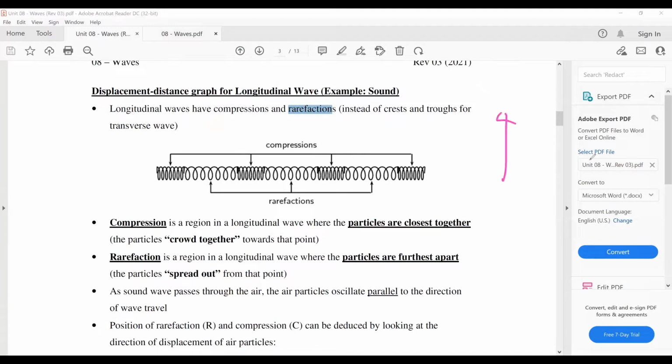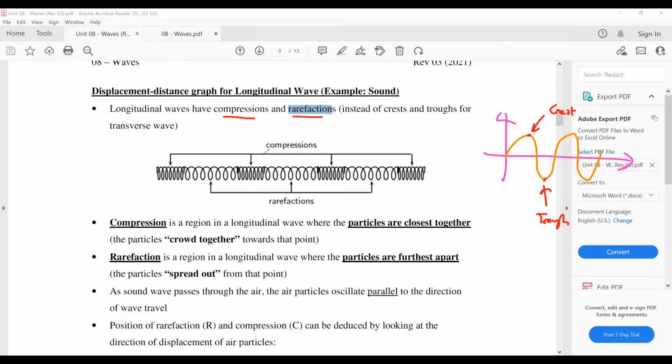If you're wondering what a crest and trough are, if I have a wave like this, this is what we call a crest. This is what we call a trough, okay? This is normally what we use for a transverse wave. But for longitudinal waves, especially sound waves, we have something called compressions and rarefactions, all right? In your exam questions nowadays, you will often be asked to identify which points are compressions and rarefactions, okay?